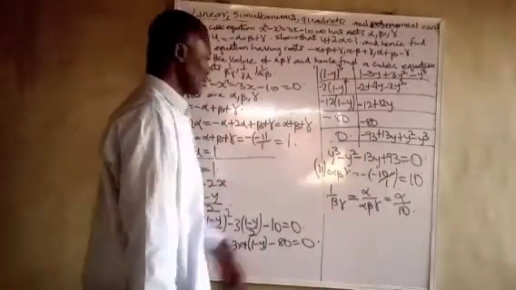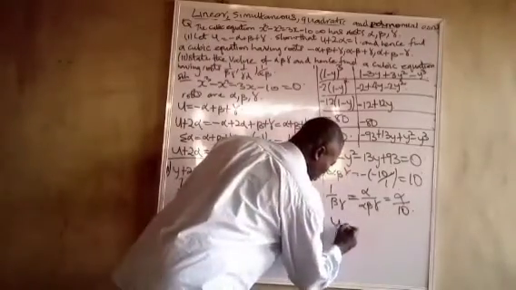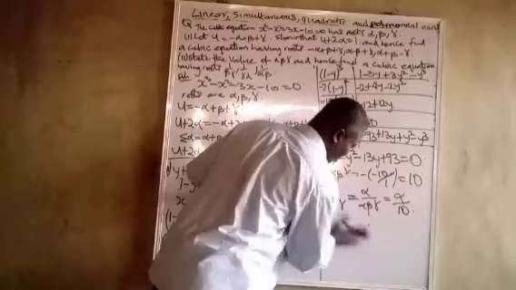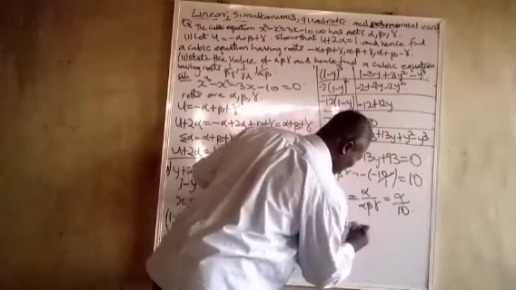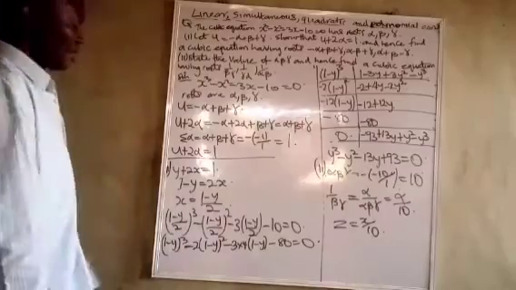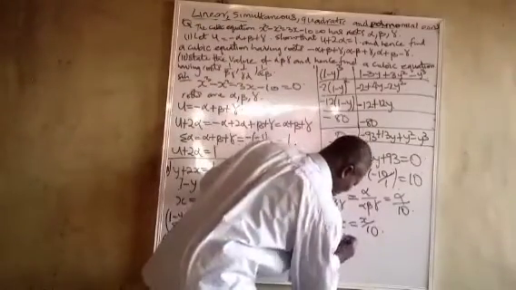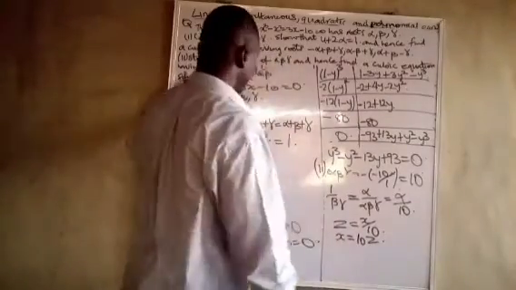So the new equation is going to be like this. Y will be equal to x over 10, but let's make it z. So for the new equation, we can have z equals x over 10. Now we make x the subject of the formula, so x will be equal to 10z. We now substitute this into this equation. So let's see what it will be.